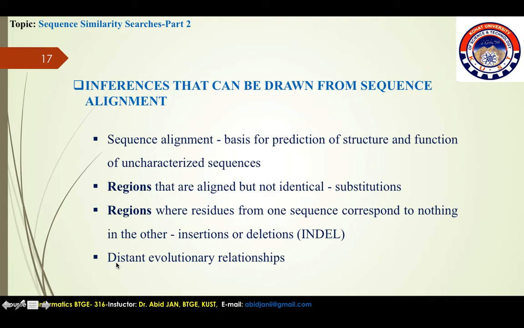It is also possible that two sequences have derived from a common ancestor, but may have diverged to such an extent that the common ancestral relationships are not recognizable at the sequence level. In that case, the distant evolutionary relationships have to be detected using other methods.